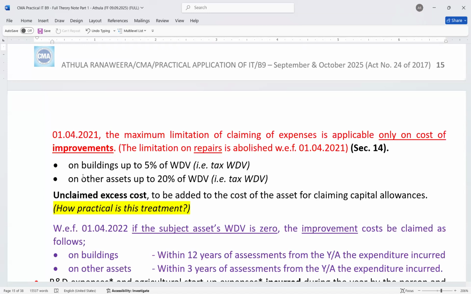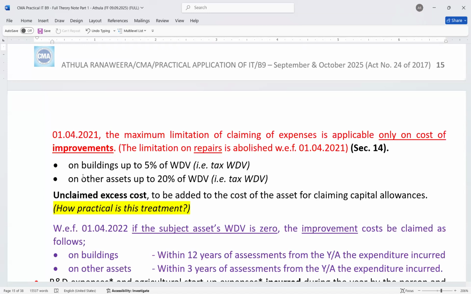No difference. If it is any other asset, the 20% rate is applicable. Any unclaimed excess cost, as I mentioned, is to be added to the cost of the asset. The law says to be added to the cost of the asset for claiming capital allowances. But if you just blindly add to the cost of the building, which is already depreciated for 12 years, we'll say, ultimately in the next 8 years you are depreciating the building, then you are left with something which is not depreciated on this new one. Therefore, for tax purposes, you have to identify it as a separate asset.